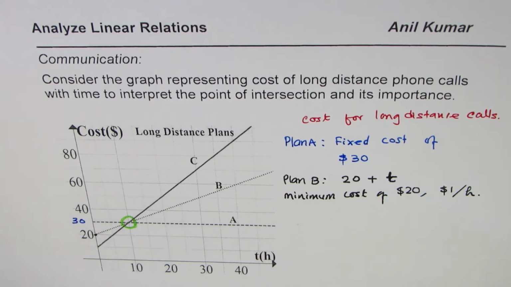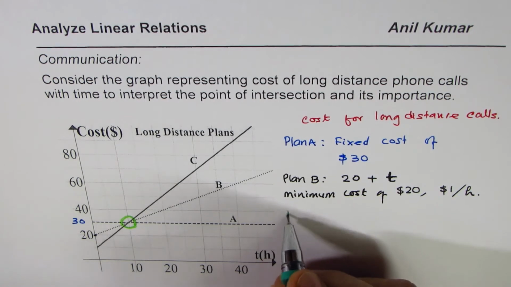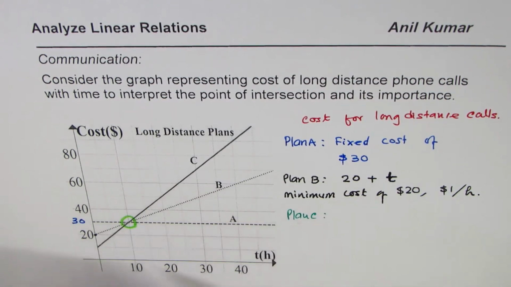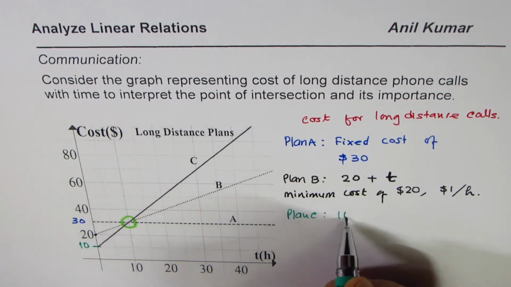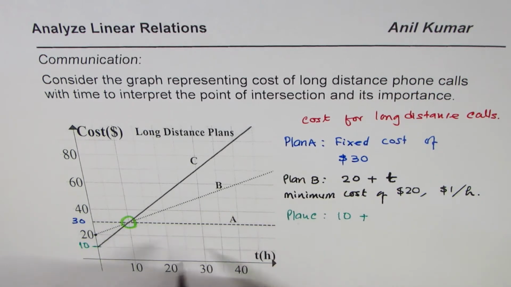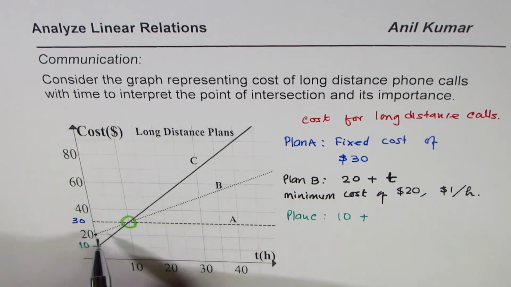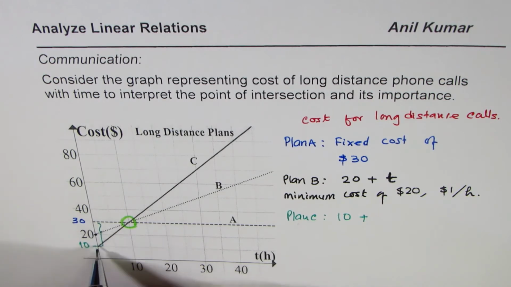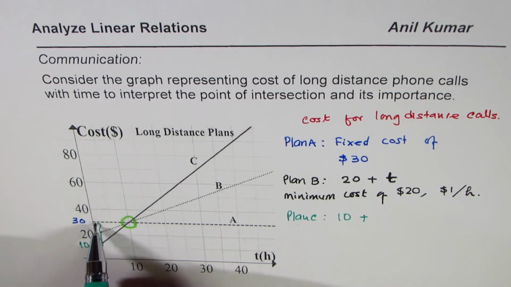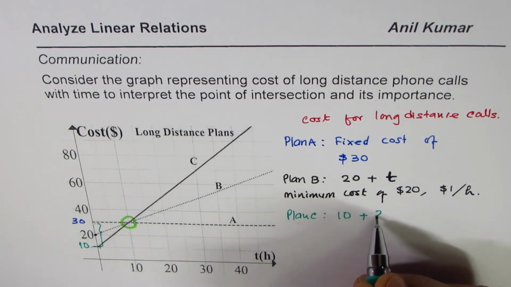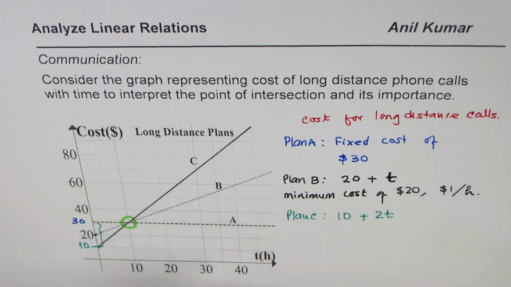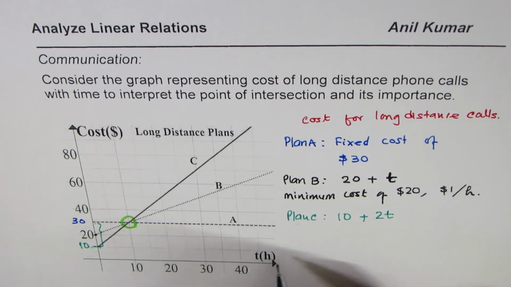Let's see what plan C is for us. Okay, so the minimum cost for plan C is $10. So you pay $10 as a fixed cost. Plus for 10 hours, you are paying 20, the difference between 30 and 10, right? So you already paid 10. 20 more you pay for 10 hours. That means you can say $2 per hour, right? So we can write this as 2t, where t is time in hours, and we're talking about cost in dollars, right?